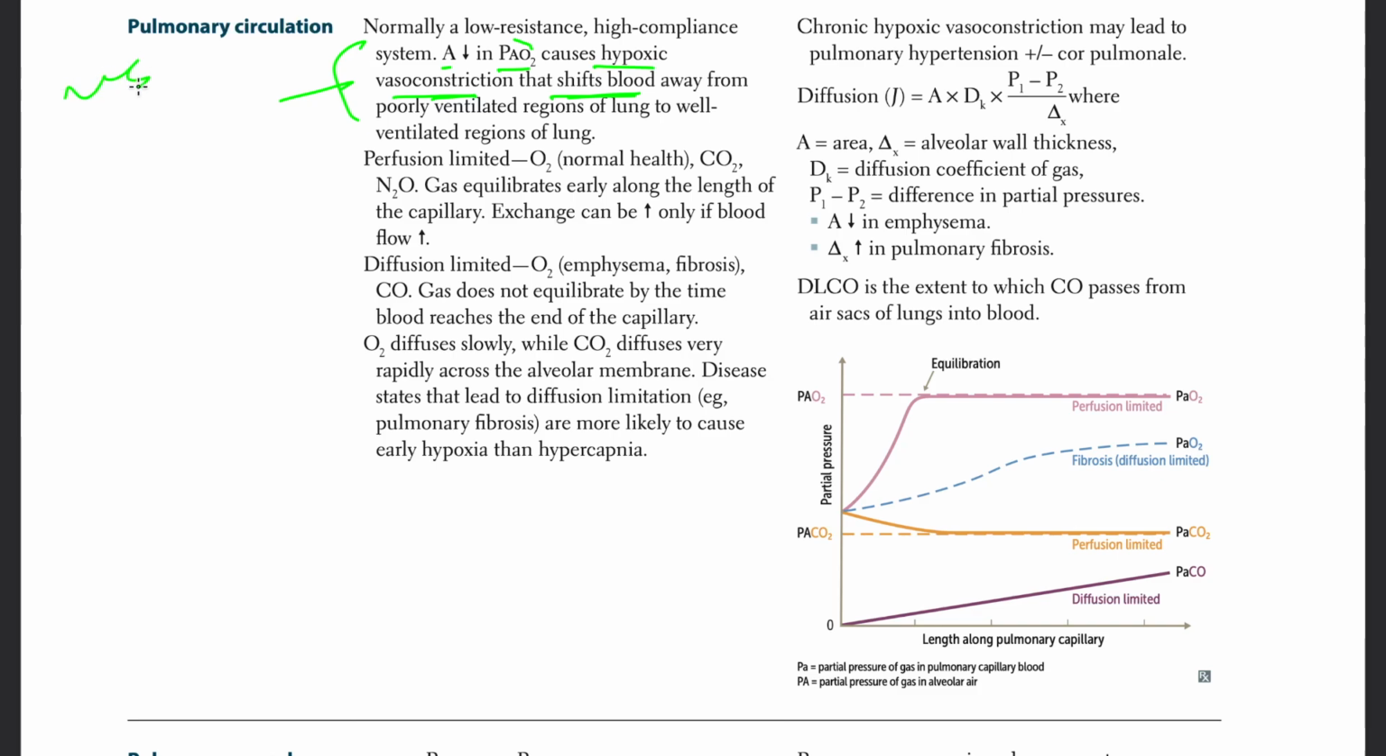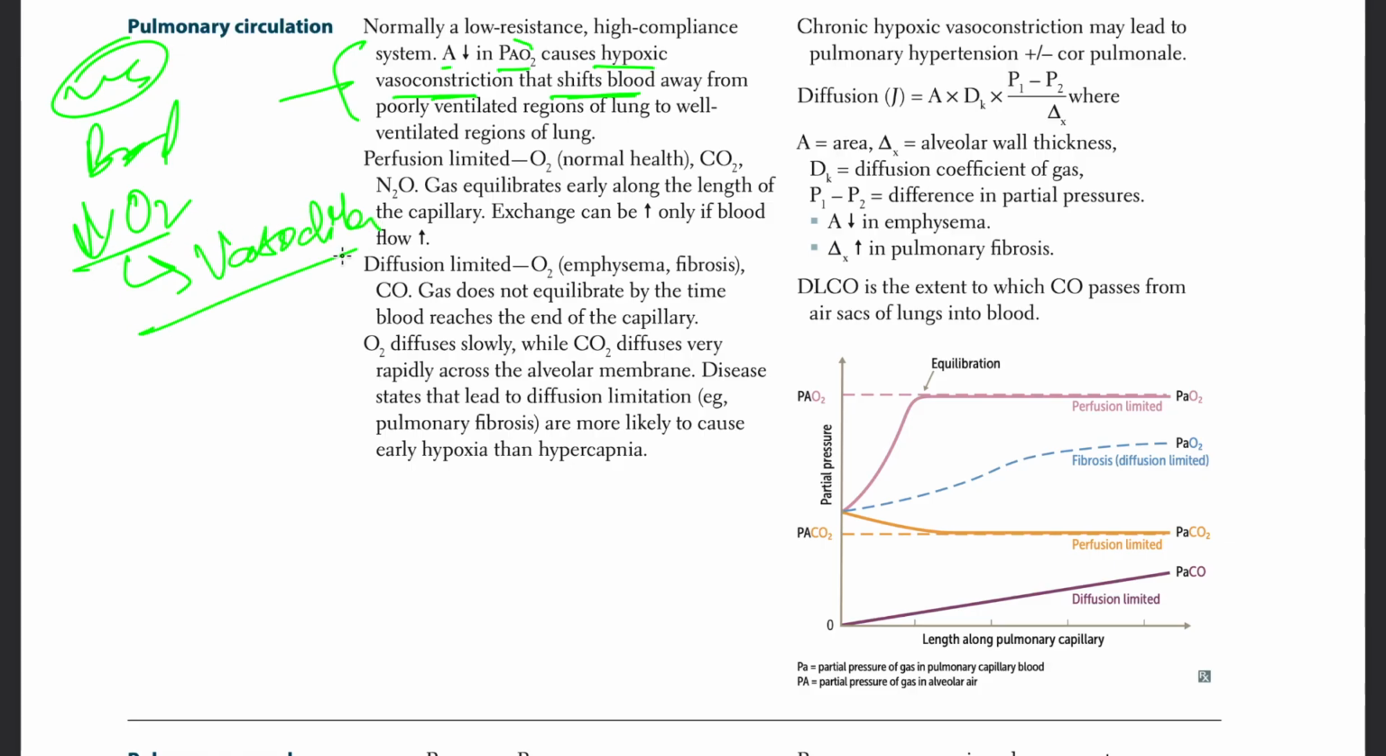What's going to happen in the rest of your body if you have a low O2? It's going to cause vasodilation. Only in the lungs, in hypoxia, does low O2 cause vasoconstriction. That shifts blood away from the poorly ventilated regions of the lung to the well-ventilated regions of the lungs. Perfusion limited.